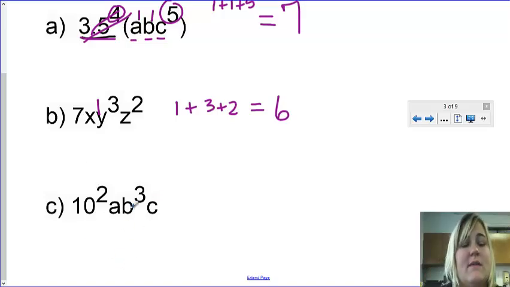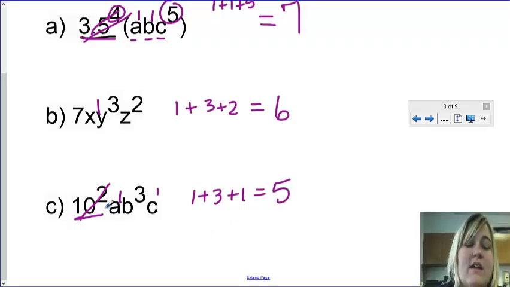On C, we have the same sort of situation. We don't care about that coefficient exponent, so we're not even going to look at that. A is being raised to the understood first. B is to the third. C is to the first. So I have 1 plus 3 plus 1, so I have a degree of 5. It's very important that you include the exponents, even the ones that you don't see, because they are still there.